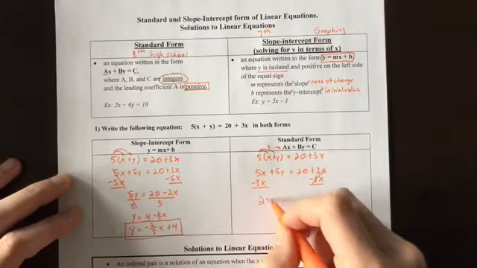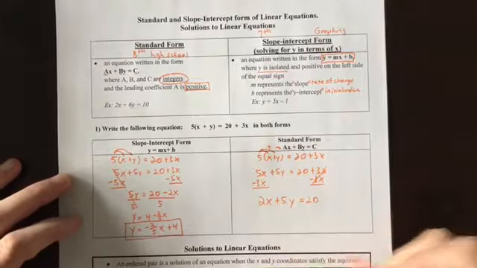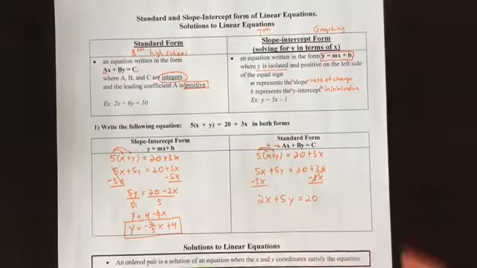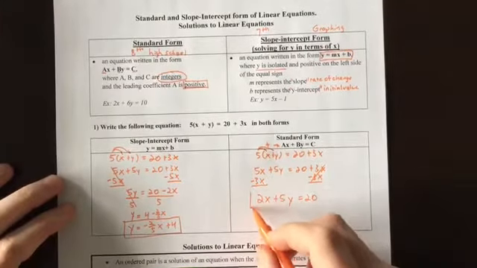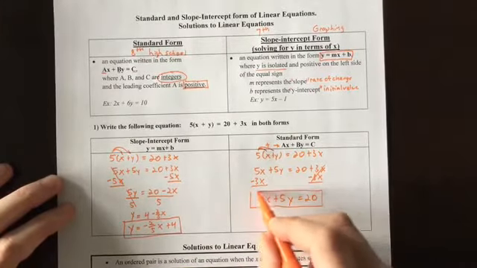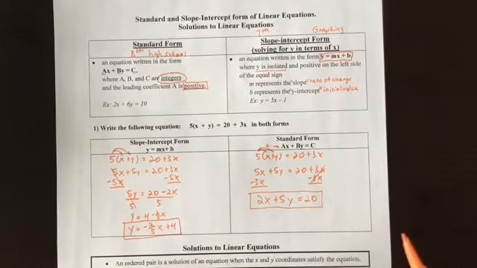5x minus 3x is 2x. So that's 2x plus 5y equals 20. We've got all integers. Our leading coefficient is positive, so this is proper standard form. Tomorrow, we're going to look at how we take something that's not in proper standard form and make it into proper standard form. Okay?